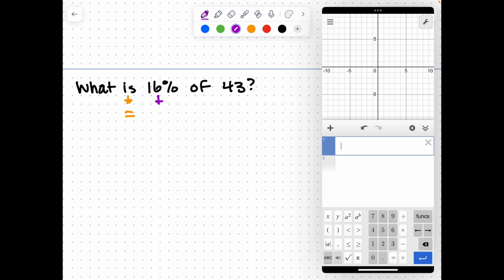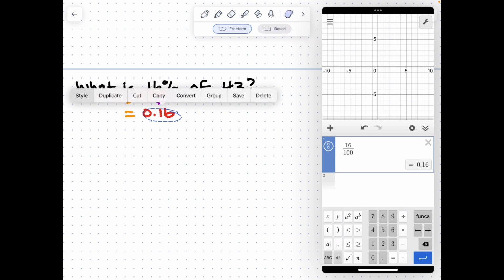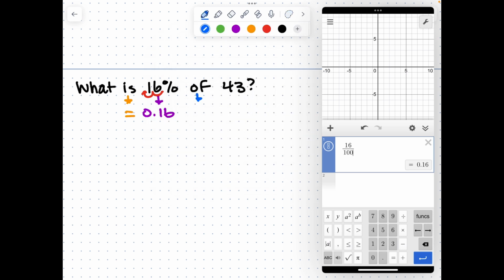16%. To do calculations with this, I am going to convert it to decimal version. Now, if you really need to, you can do 16 divided by 100. Or if this makes sense in your brain, move the decimal. So we move the decimal twice, so it's 0.16. Whatever works for you, or whatever you're allowed to do for your class. Then of, remember that's our multiplying. 43, that's our total here actually. So whatever percent of, that's our total. So what we're looking for is that quantity.